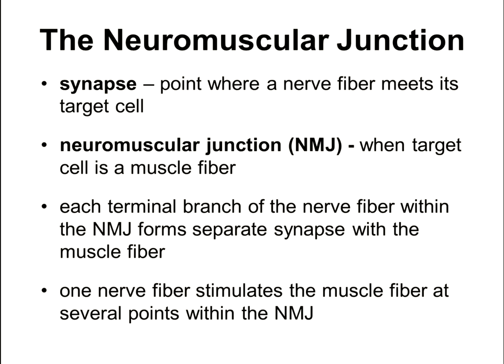There is something called the neuromuscular junction, and we're going to talk about this extensively today. A synapse is the point where a nerve fiber meets its target cell. And this NMJ, or what is called a neuromuscular junction, is when the target cell is a muscle fiber. Each terminal branch of the nerve fiber within the neuromuscular junction forms separate synapses with the muscle fiber. One nerve fiber stimulates the muscle fiber at several points within that neuromuscular junction.